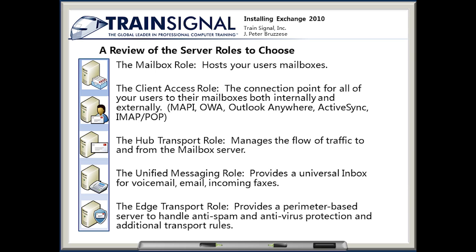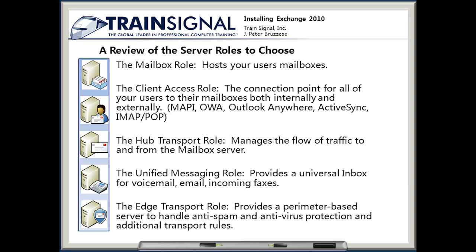So obviously that's very important. In fact, your organization cannot function without at least one hub transport server. The unified messaging role provides a universal inbox for voicemail, email, and incoming faxes. And the edge transport server role provides a perimeter-based server to handle anti-spam and antivirus protection, as well as additional transport rules. You can install the first four roles together on a single server if you'd like.